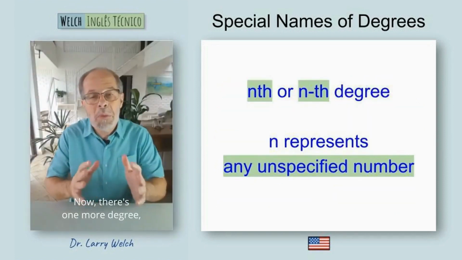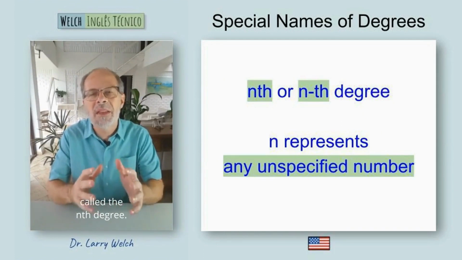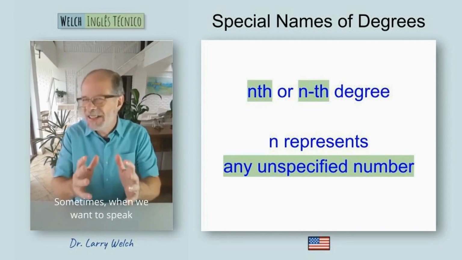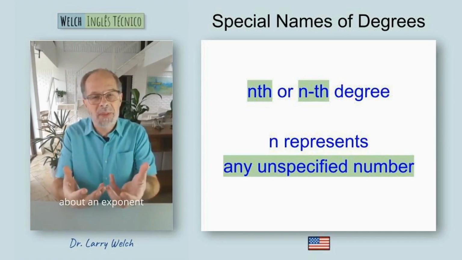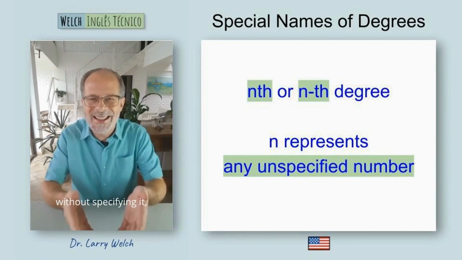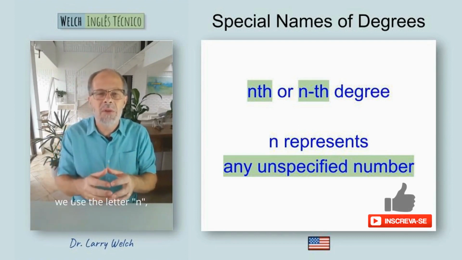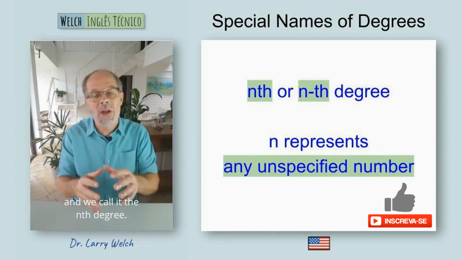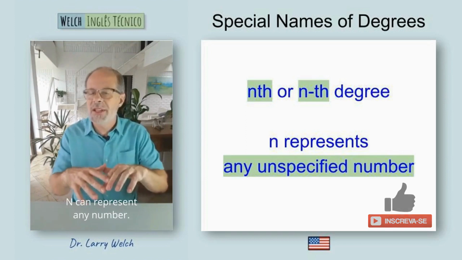Now there's one more degree called the nth degree. Sometimes when we want to speak about an exponent without specifying it, without saying what it is, we use the letter n, and we call it the nth degree. N can represent any number.